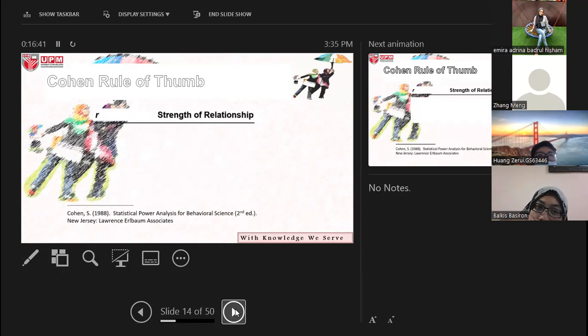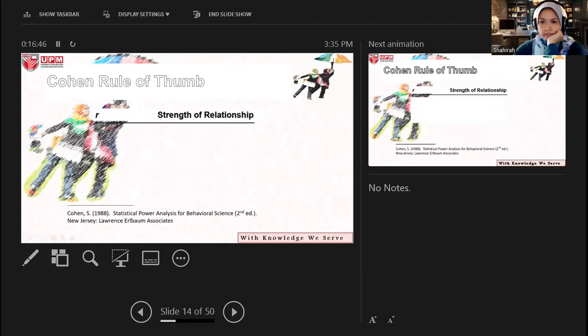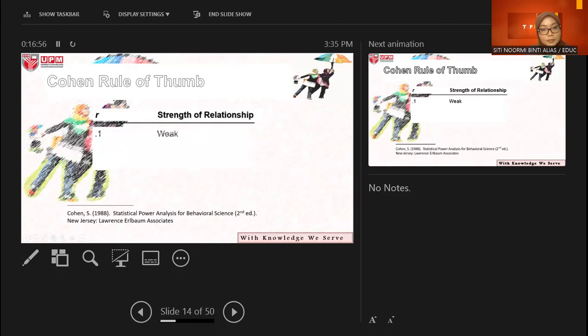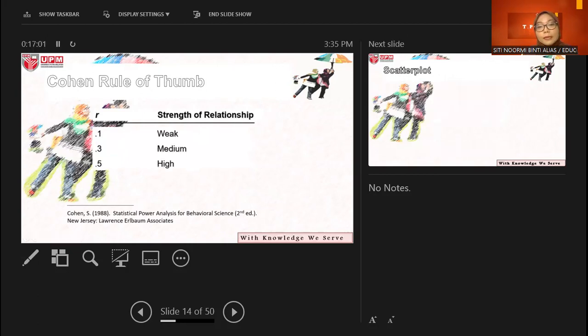Okay, another indicator that can also be used to interpret the R correlation coefficient value is Cohen's rule of thumb. Cohen is the alternative to the Guilford rule of thumb. This one is quite simple compared to Guilford. So 0.1 indicates a weak relationship, 0.3 indicates medium, 0.5 indicates a high relationship. Actually, you can use either one, the Guilford rule of thumb or Cohen's rule of thumb, it depends on you.